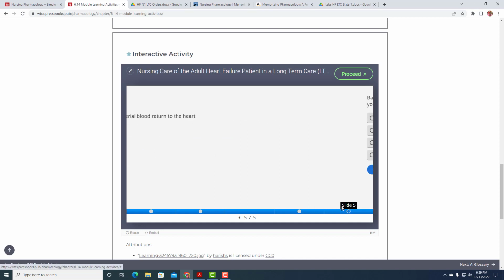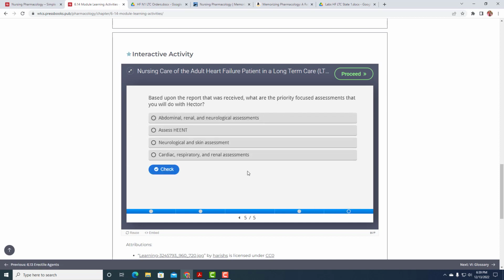All right. And then based on the report that was received, what are the priority focused assessments that you would do with Hector? Well, would we do abdominal, renal, and neurological assessments?